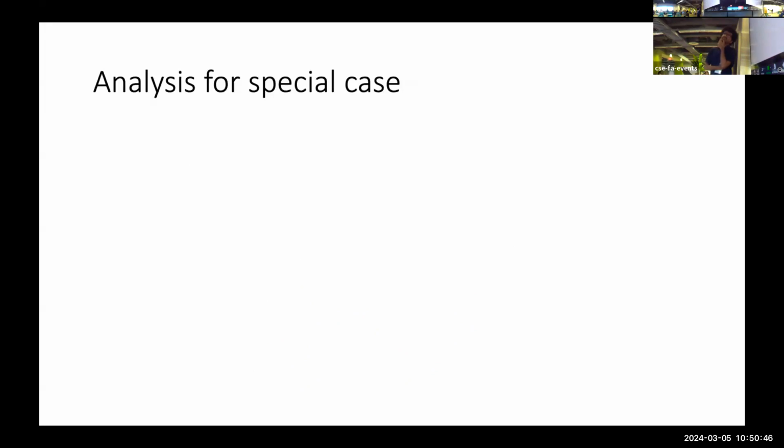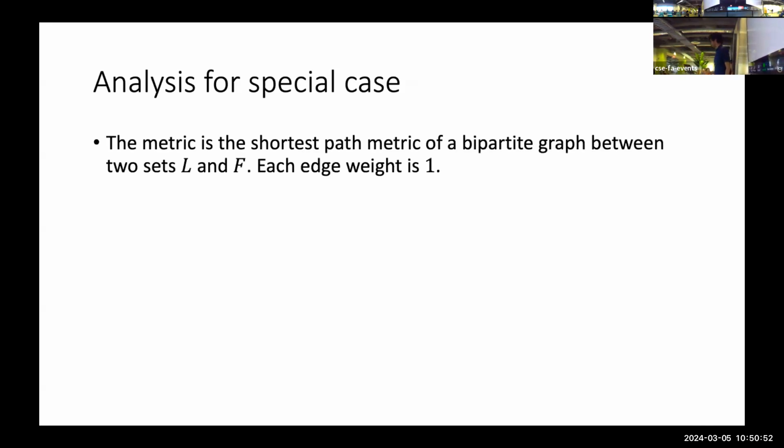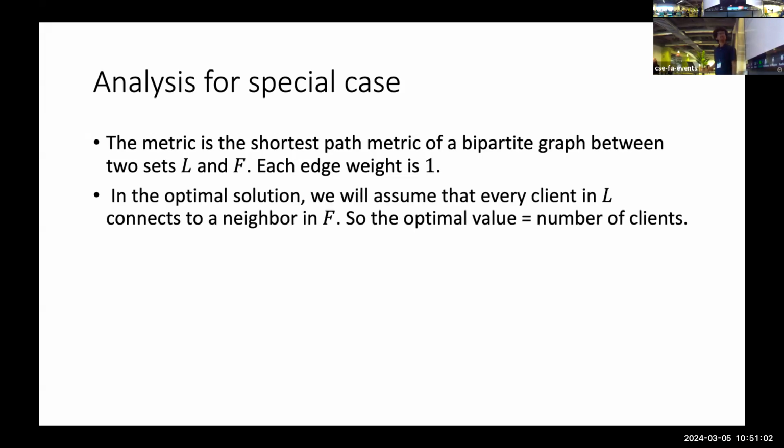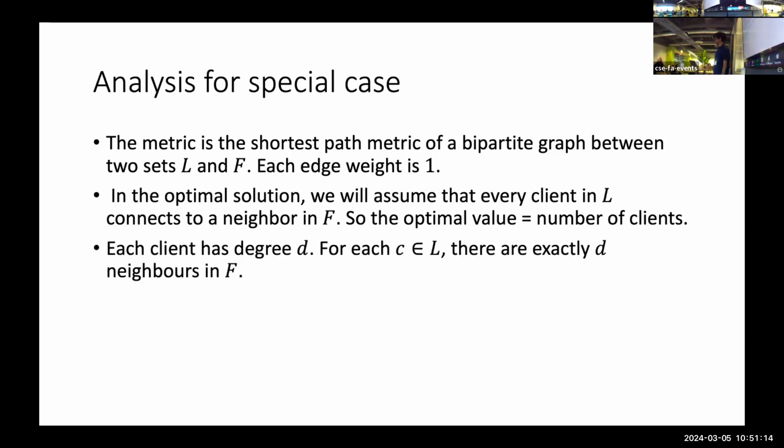Okay, we're going to analyze this algorithm. But first, let's analyze it for a special case, which will be easier. I'm just going to assume that the metric is an unweighted bipartite graph where each edge length is 1. We'll also assume that in the optimal solution, every client is connected to its neighbor, so everyone pays only a distance, a cost of 1. So the total cost is exactly n, the number of clients. These are the two assumptions that we're making.